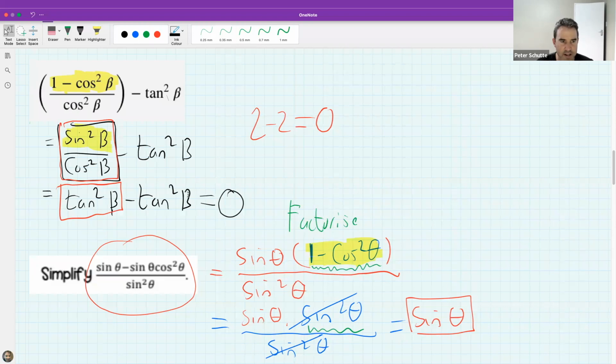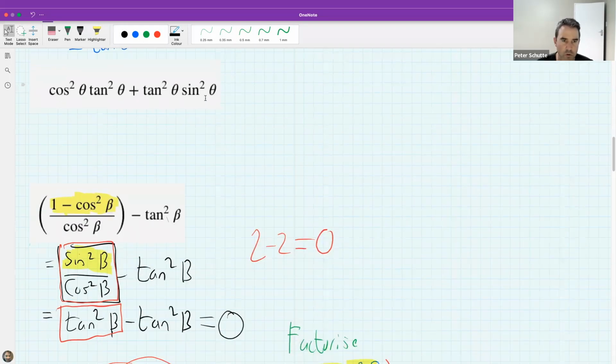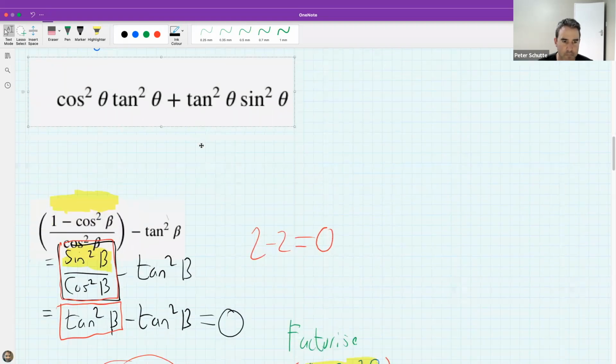Okay, let's try another one that's somewhat like that one. So I want you to simplify this one. See if you can simplify this one.